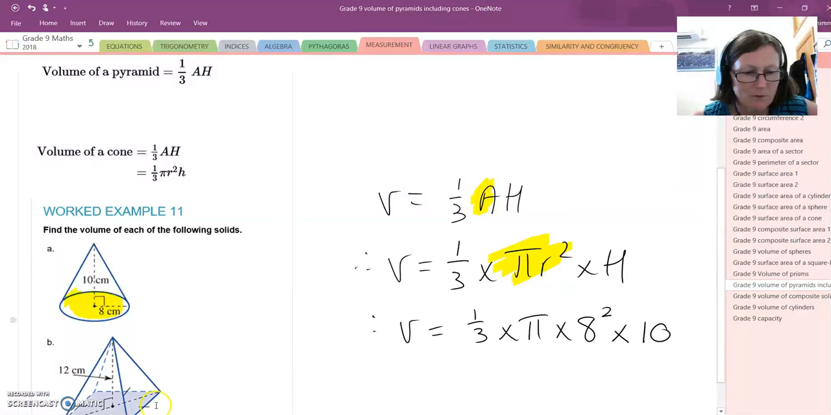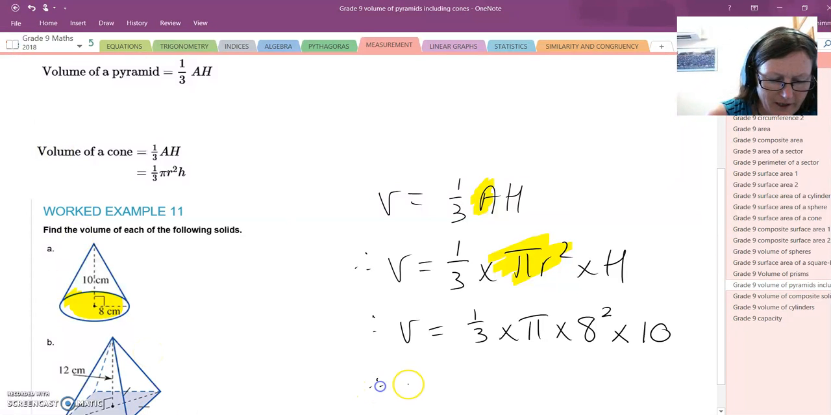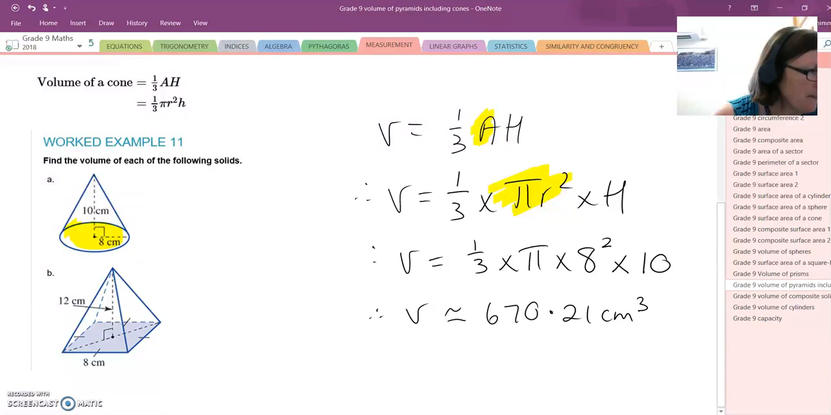So what we do from there, enter that into our calculator. So if we enter that into our calculator, our volume is approximately 670.21 centimetres cubed. Our second shape here.